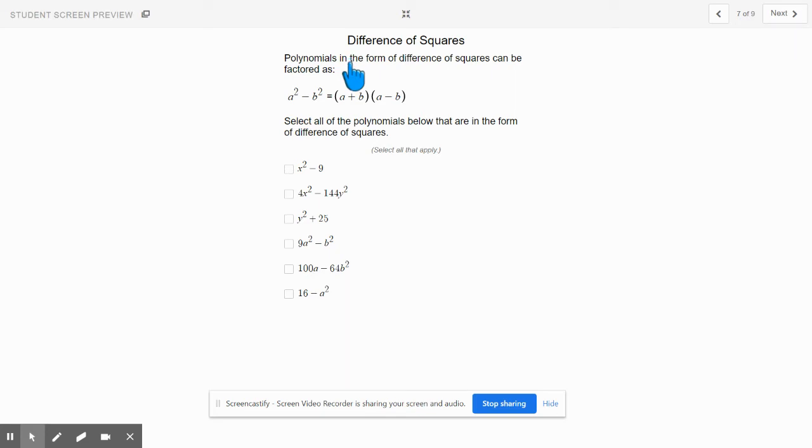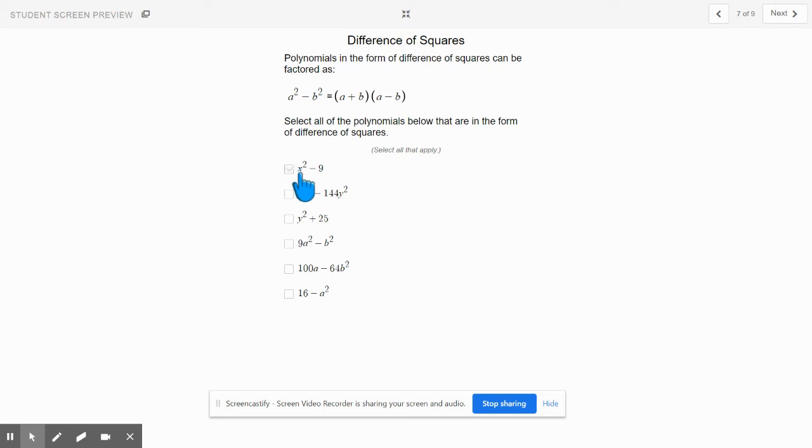All right, polynomials in the form of difference of squares can be factored as a squared minus b squared. We talked about difference of squares. I don't know if you remember. Select all of the following polynomials below that are in the form of difference of squares. Remember, both have to be a square root. If you can square root it, they can actually become a difference of squares. First of all, this is an addition sign. No way is this an answer. But what about the rest of these?